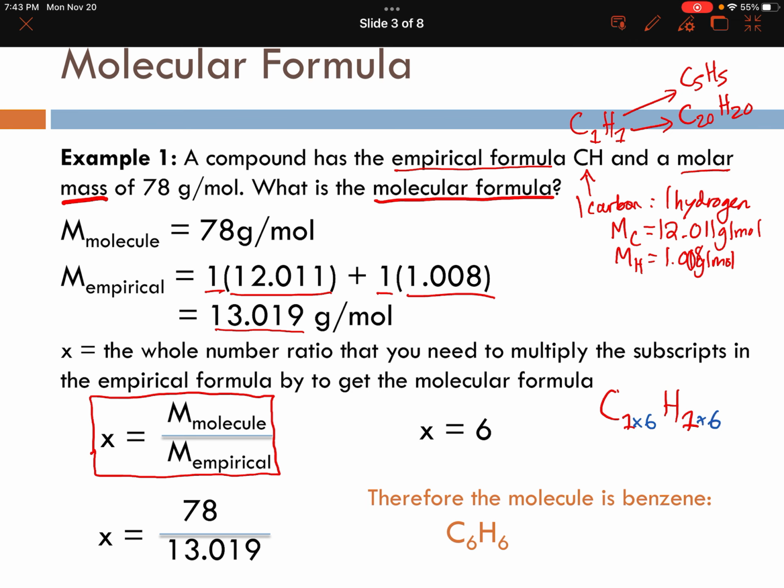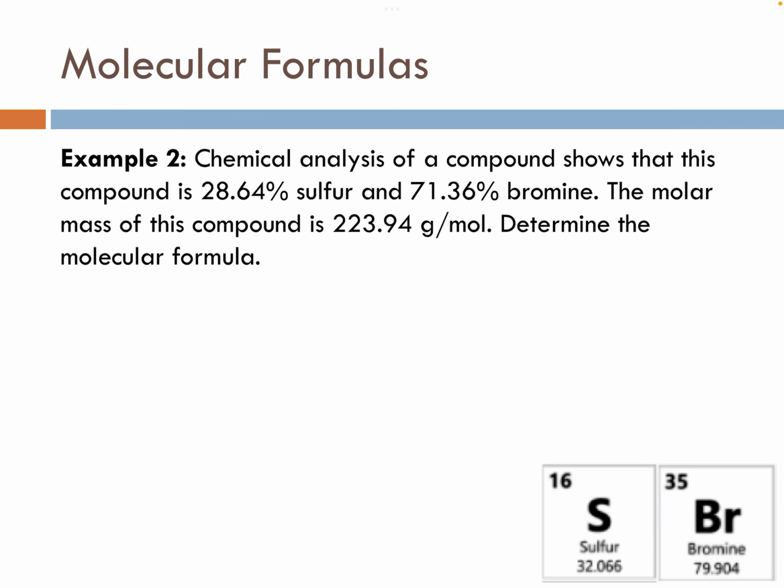Let's try another example. Here's one where I'm not actually given the empirical formula. I'm just given the percentages of sulfur and the percentages of bromine in this compound. But I'm also given the molar mass of the whole compound. So if we need those two pieces of information, molar mass of the whole compound, we've got that, right?